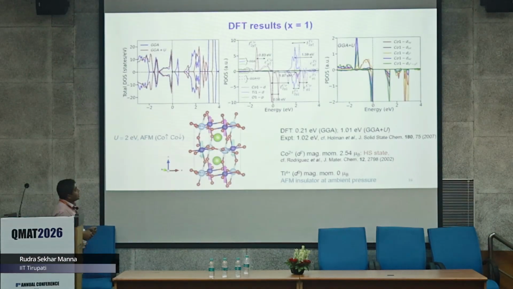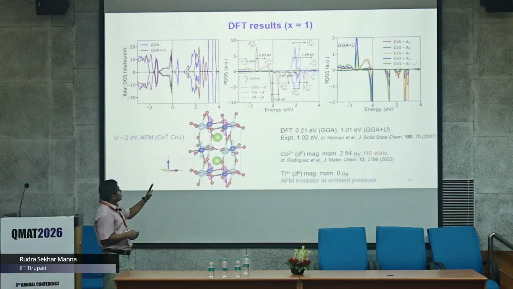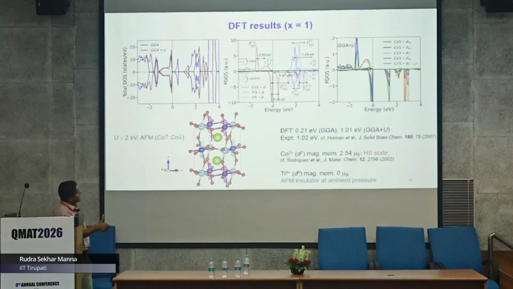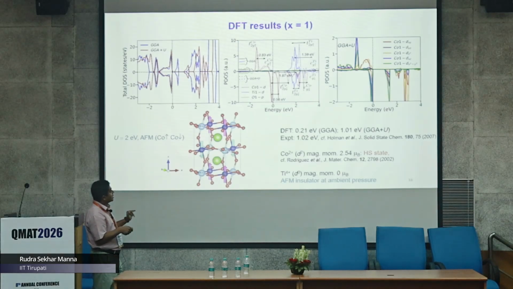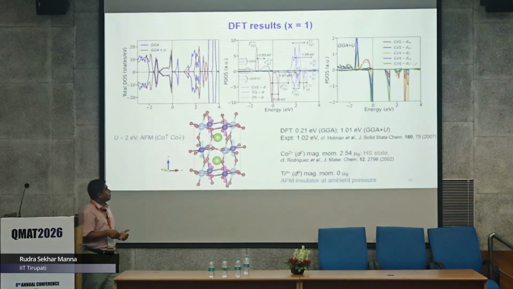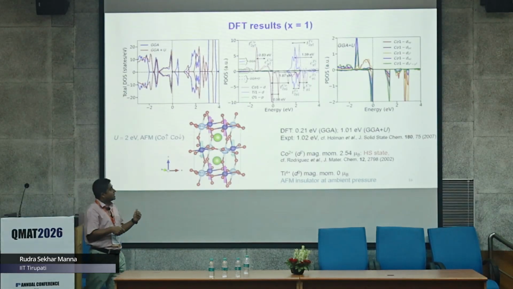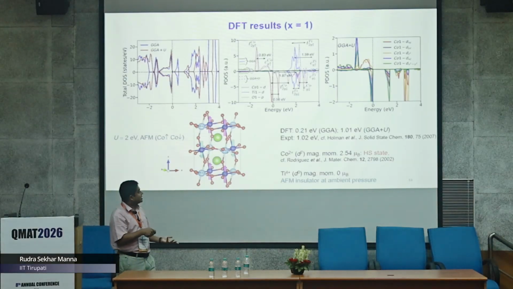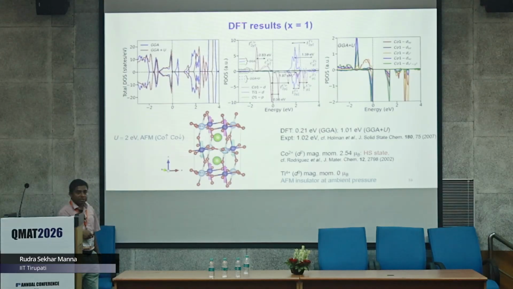So now with that, we tried to simulate and do the DFT to understand. First of all, what we did, I will just give you the results. When you do the DFT without the correlation, GGA, the generalized gradient approximation, that doesn't actually tell you what you get from the experiment. So a certain value of U is needed, and the moment we add U equal to around 2 electron volt, then the gap value we get is 1.01 electron volt, and this is quite consistent with the experiment.